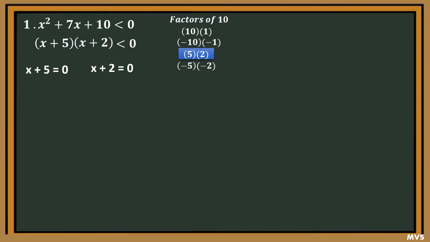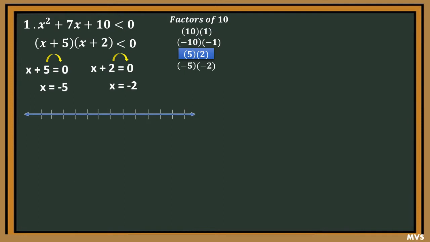Transpose positive 5 to the right side, it will become negative. Therefore, x is equal to negative 5. Then, transpose positive 2 to the right side, it will become negative. x is equal to negative 2. Let us show that in the number line.